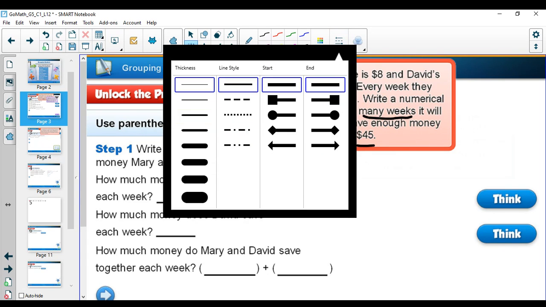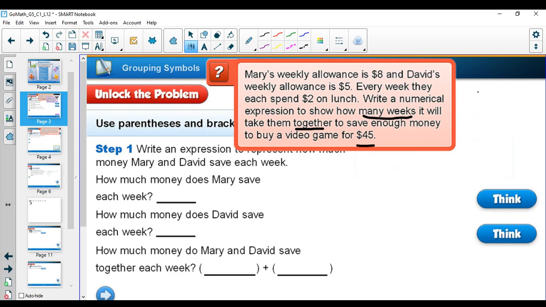And let's make our little writer a little bit smaller. So my big question is how many weeks will it take them to save $45? Well, as I work backwards through this, I know that they're saving their money together, right? So that's an important piece. And I know that they don't quite get the same amount of money, but they spend about the same amount each week. So I'm going to work through this and think to myself, first of all, how much money does Mary save?